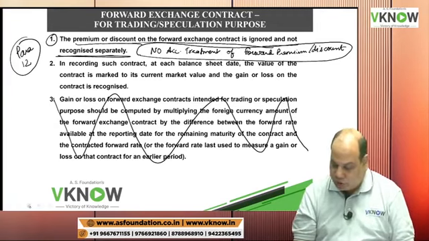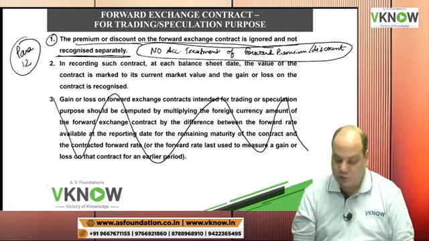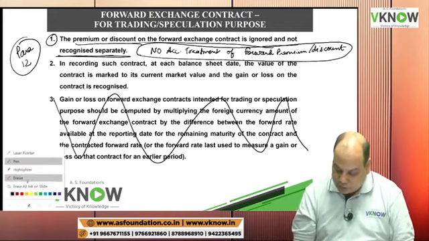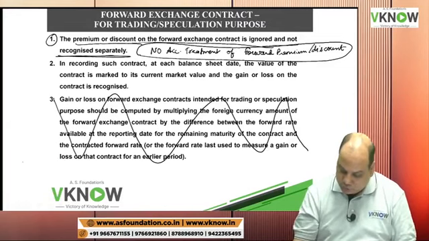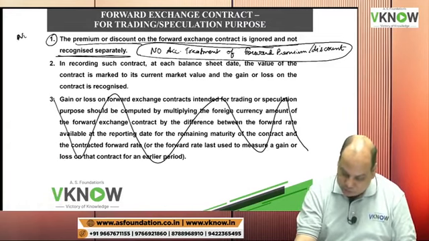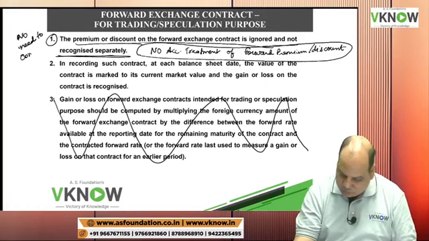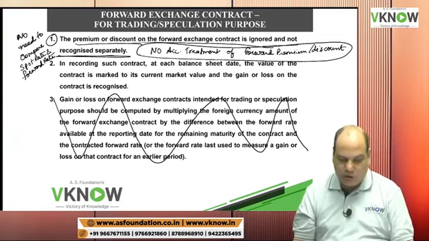So there is no need to compare spot rate with forward rate. The meaning of this line is that those who want to write, no need to compare, because the objective is different. No need to compare spot rate and forward rate. But then what will you do?